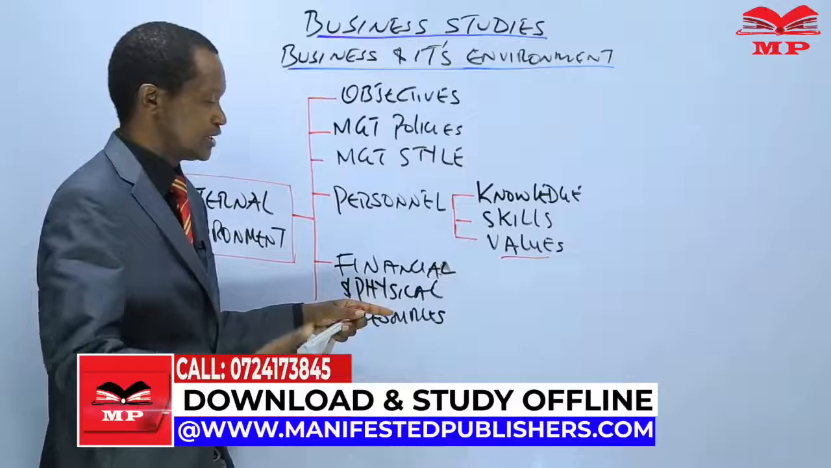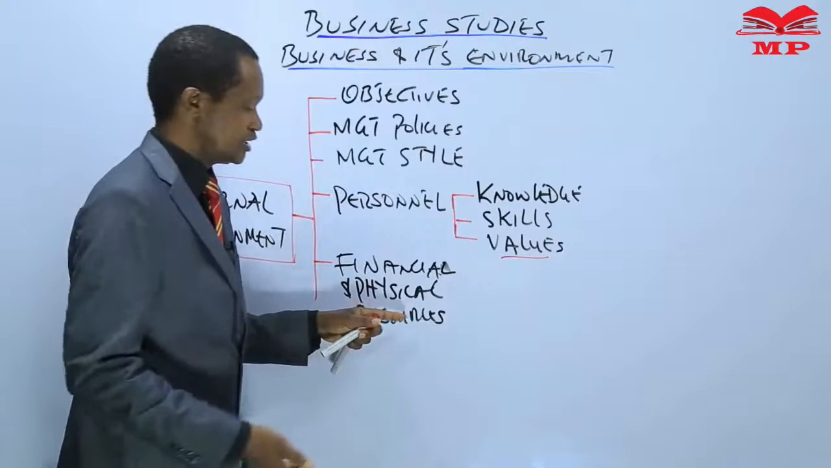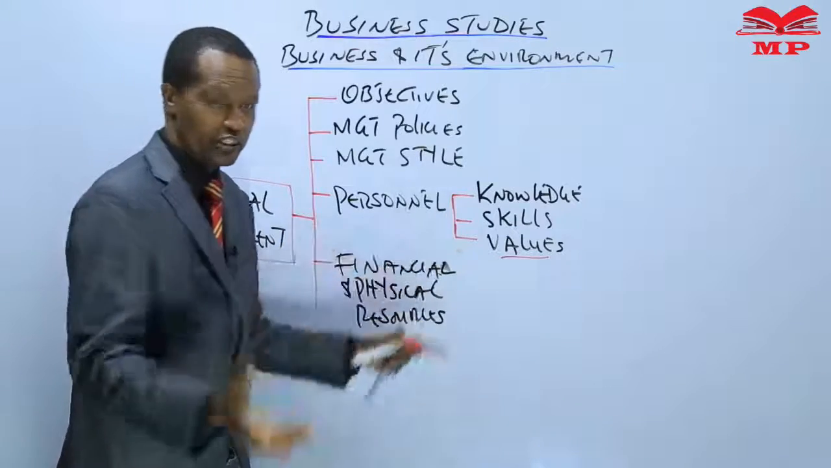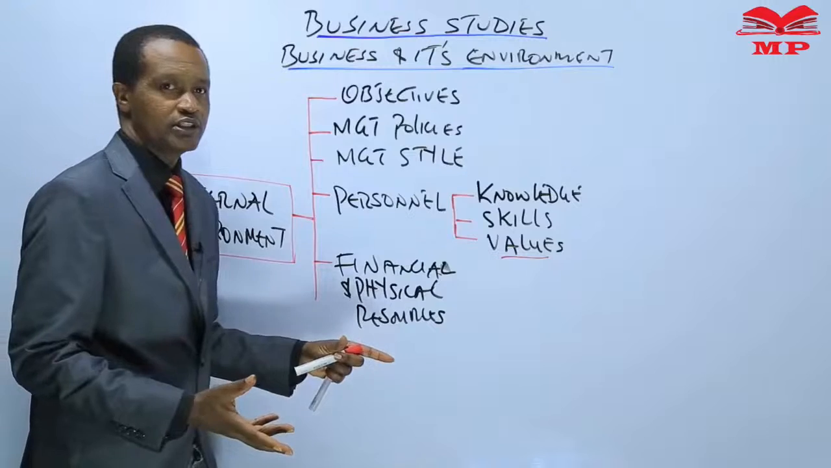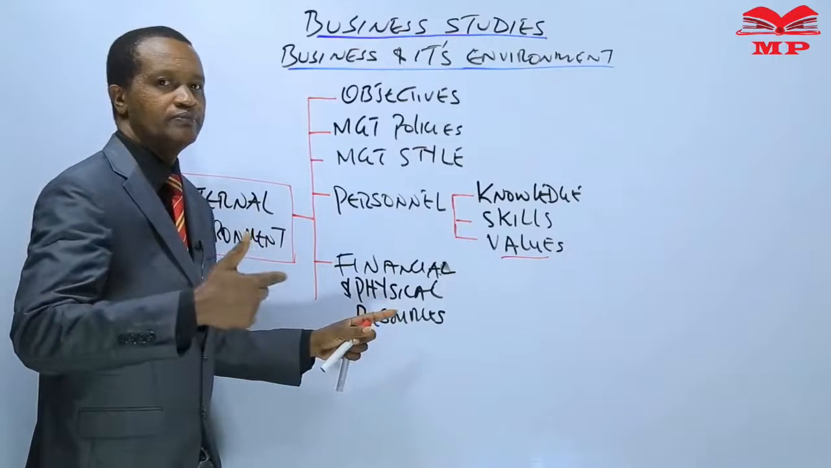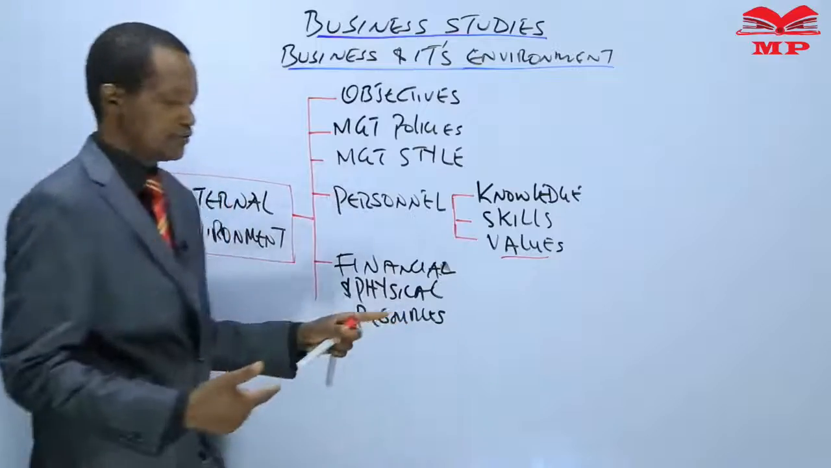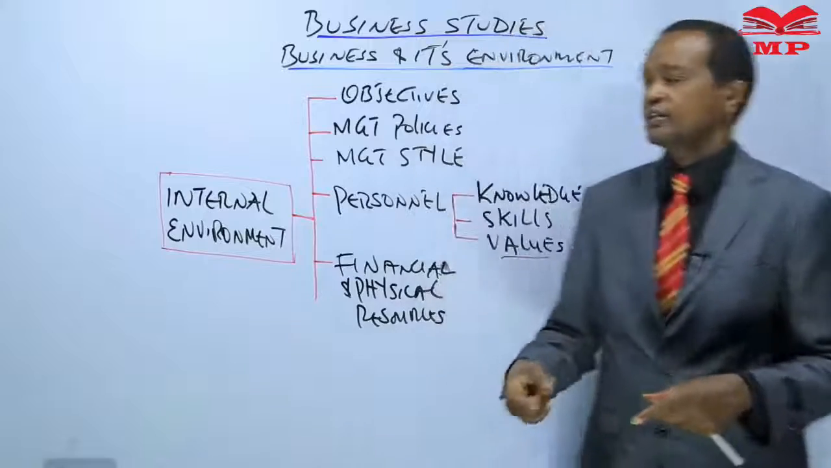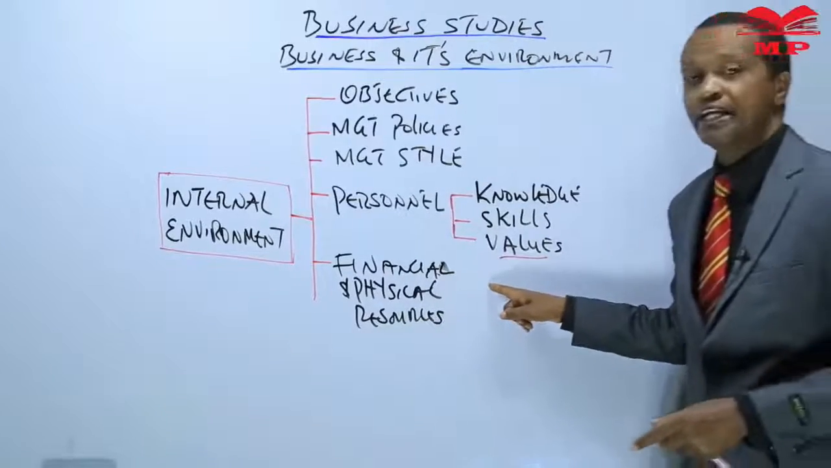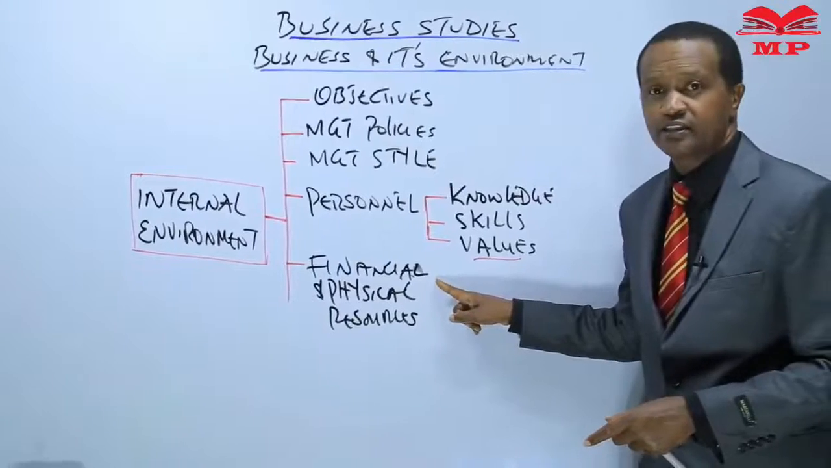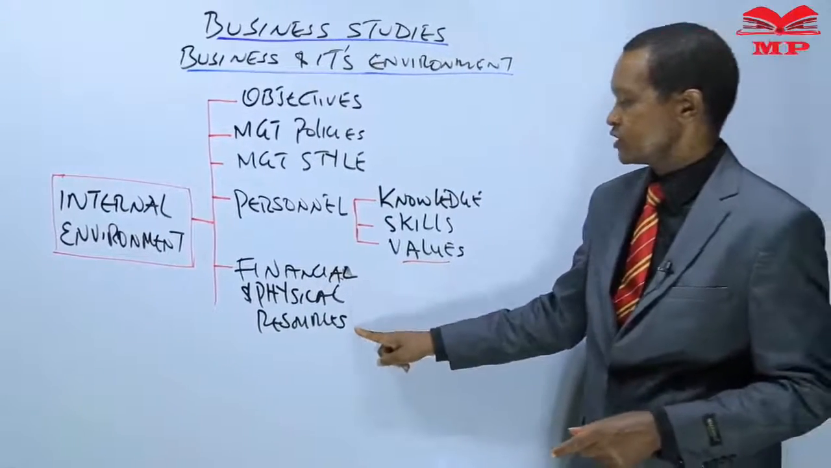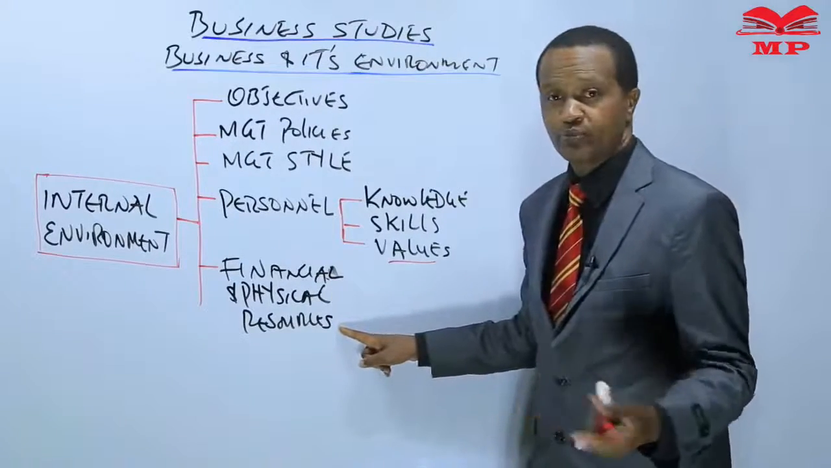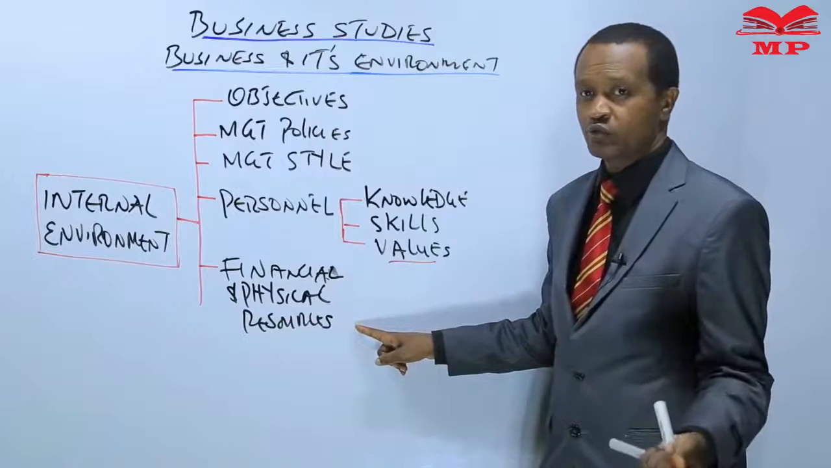Physical resources include things like equipment, machinery, motor vehicles, land, building. These are physical things. So learners, for a business to provide goods and services, it requires resources such as money or finances, and also the physical resources such as manufacturing equipment, plant and equipment, and so on.